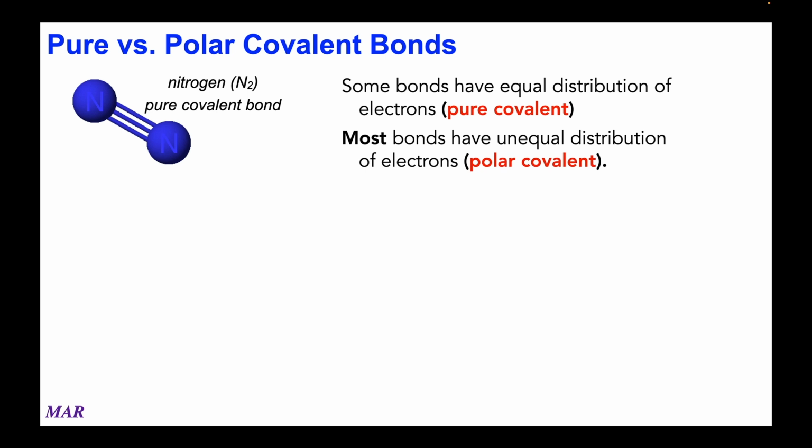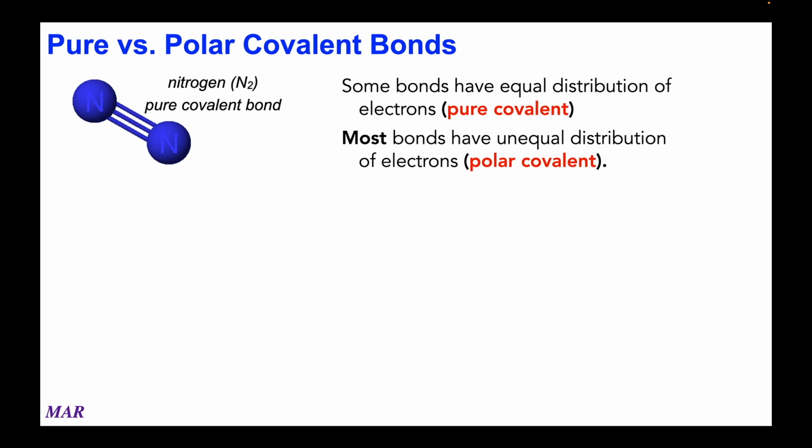Nitrogen will share its electrons with the second nitrogen to the same extent that the second nitrogen will share with the first nitrogen. And they call those pure covalent bonds, or just covalent bonds. But what happens most of the time is that you'll have two different atoms, like maybe a nitrogen and an oxygen, or a nitrogen and a carbon, something like that. And each of those will have its own sharing abilities. You're going to have unequal sharing of the electrons, and they call that polar covalent.